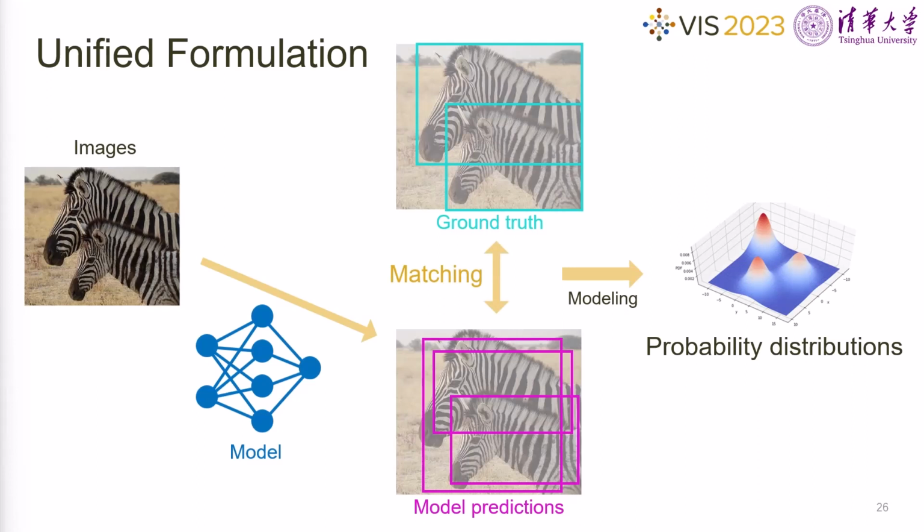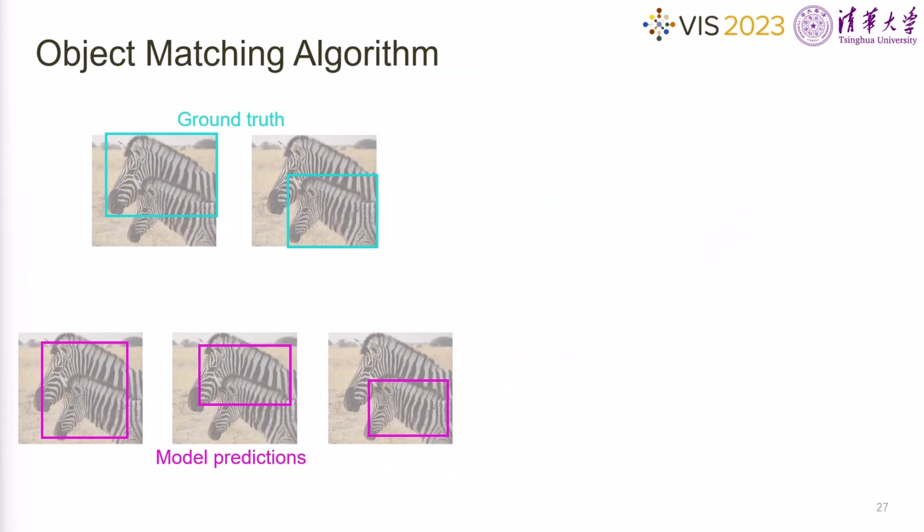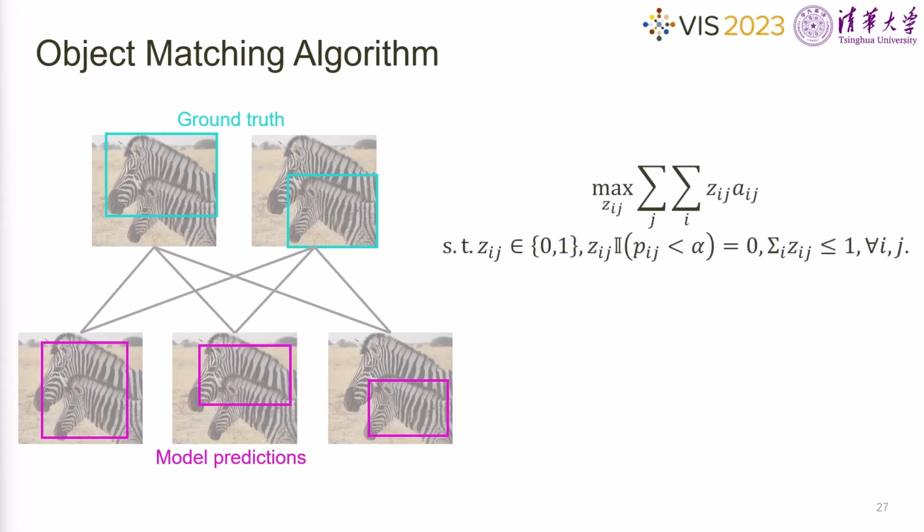However, in this probabilistic framing, it is non-trivial to match each continuous prediction with the corresponding ground truth, due to multiple possible ground truth annotations. To tackle this issue, we develop an object matching algorithm. Mathematically, the matching between the predictions and ground truths can be modeled as a one-to-many assignment problem, which maximizes the total assignment reward. Zij is a binary variable, indicating whether the ith ground truth is matched with the jth prediction.